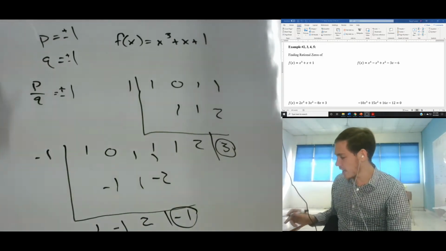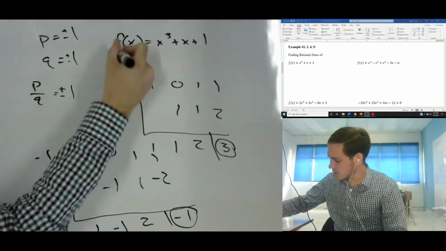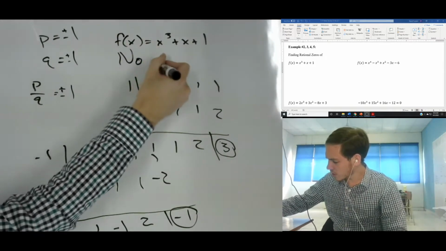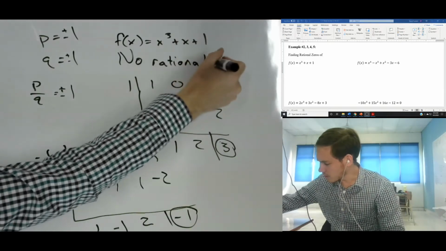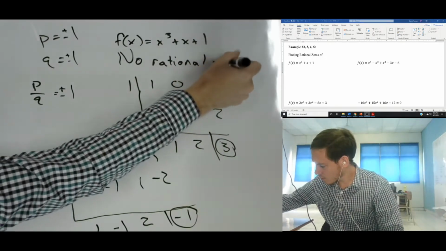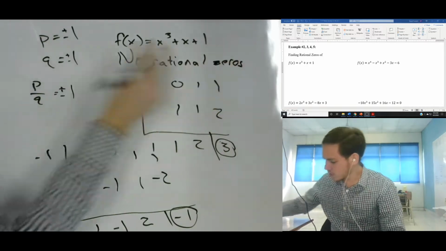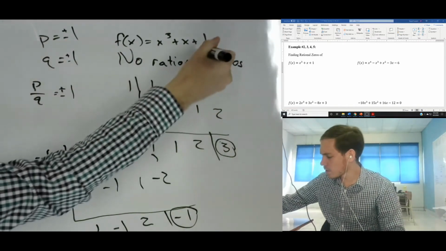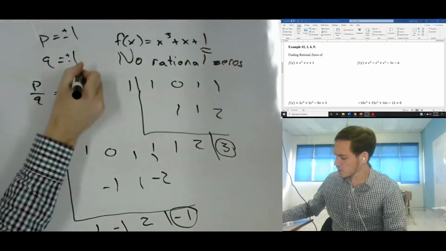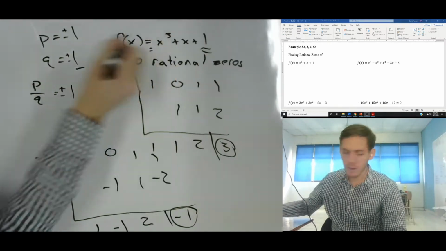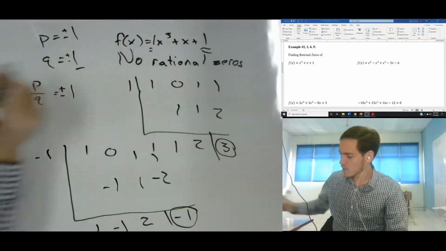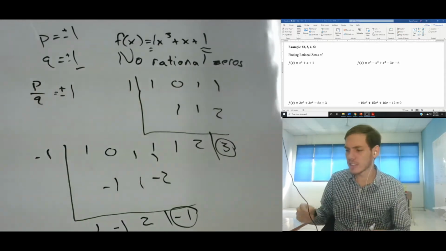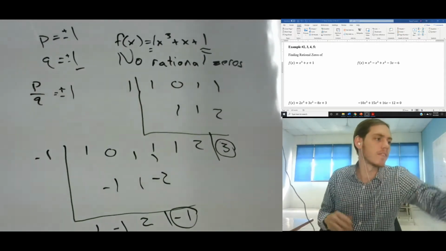So you could say that this has no rational zeros. So remember, I took P from this number and Q from this leading coefficient, which was 1. Okay, let's look at another example.